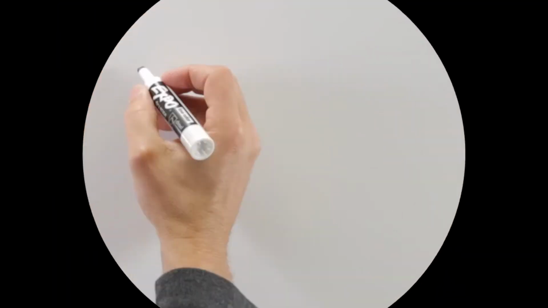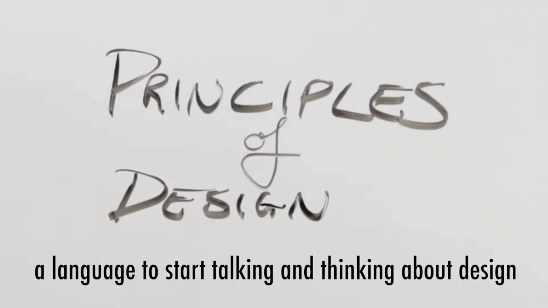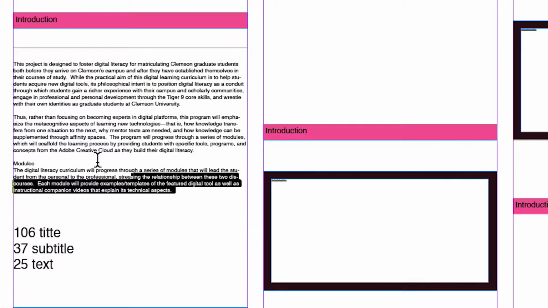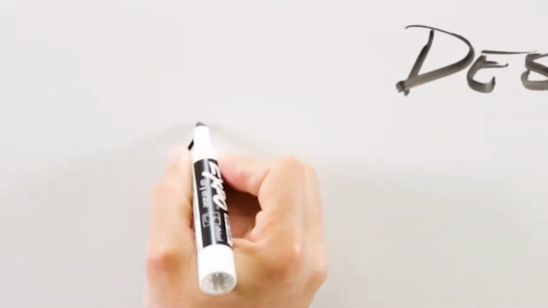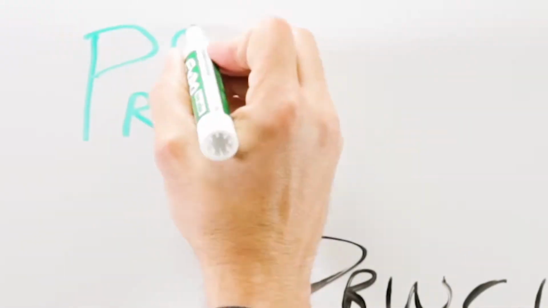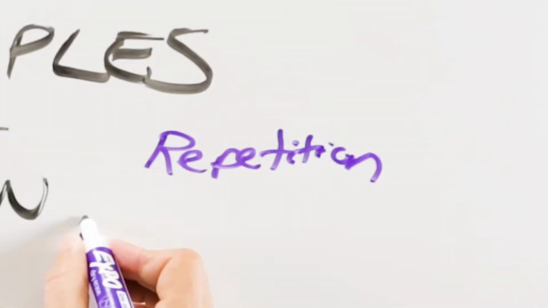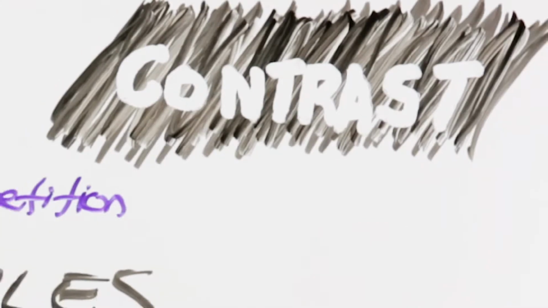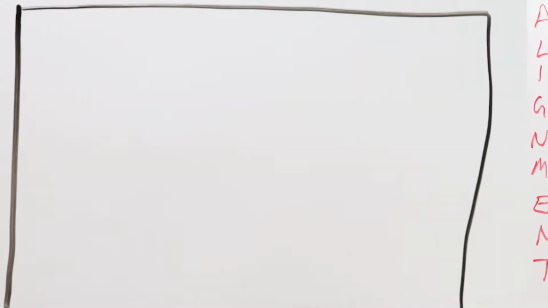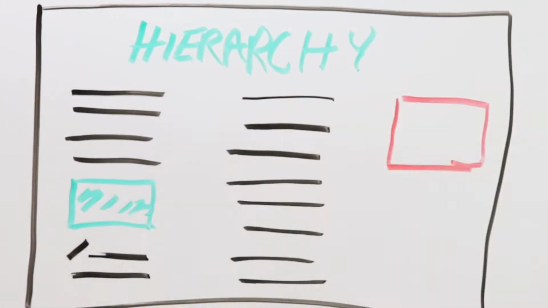So let's zoom in on 6 principles of design. They'll give us a language to start talking about and thinking about all aspects of design. From text to images to how we might combine them together in a layout. These include balance, alignment, proximity, space, repetition, and contrast. A good way to think about these 6 principles is by considering the concept of hierarchy. What's most important for our audiences to see and know?